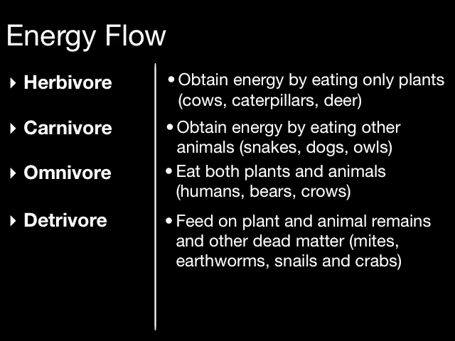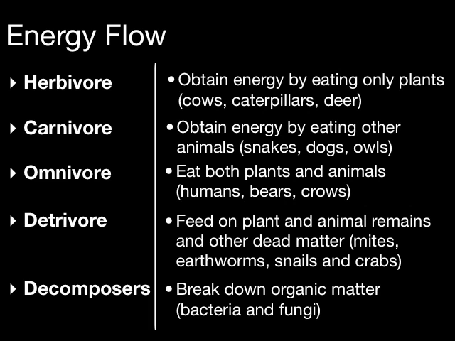Now, a detrivore, which is something that you may never have heard of, is an organism that feeds on plant and animal remains and other dead matter. So things like mites, earthworms, snails, and crabs are really good examples of detrivores. And last but not least, we have decomposers. Decomposers include things like bacteria and fungi, and these break down organic matter. To recap, consumers include things like herbivores, carnivores, omnivores, detrivores, and decomposers. And these are organisms that cannot harness energy directly from the physical environment, so they need to feed off of other things in their environment.